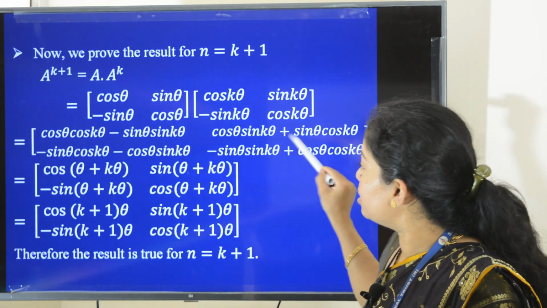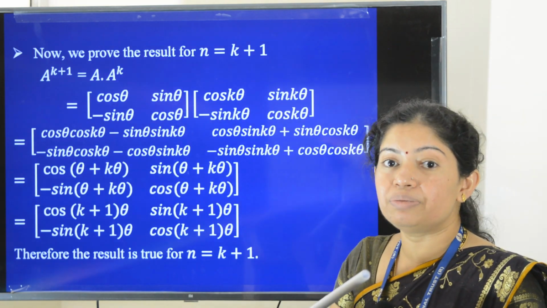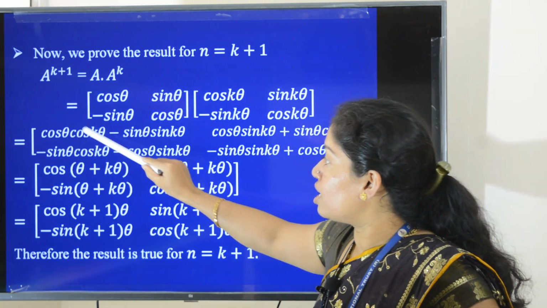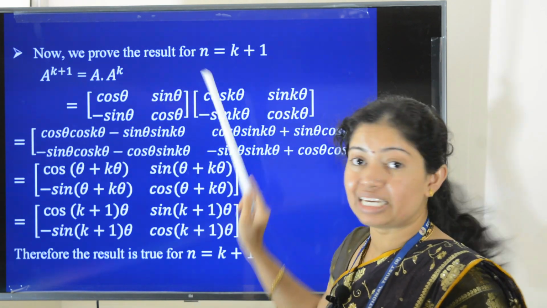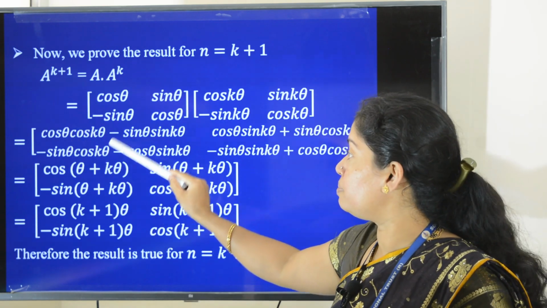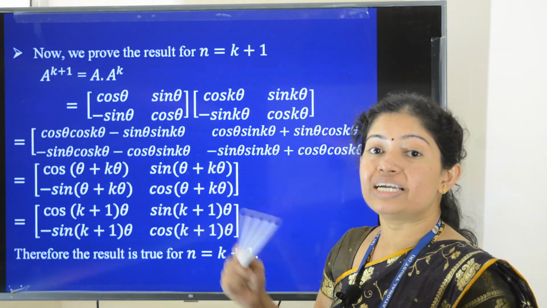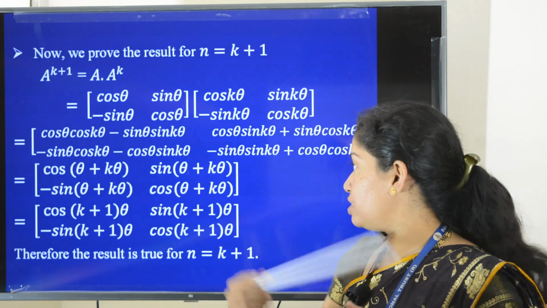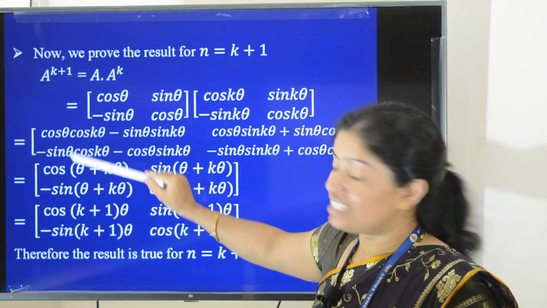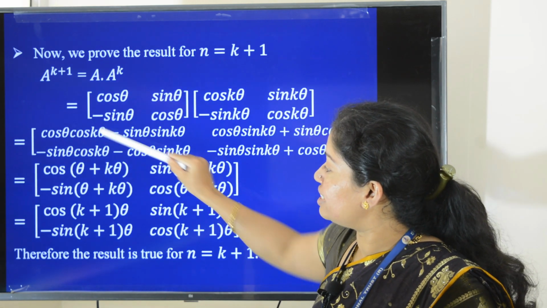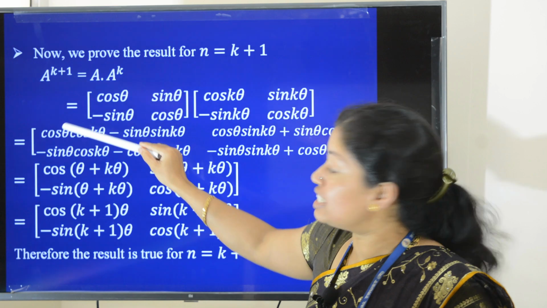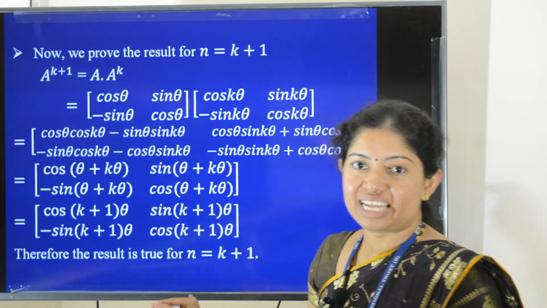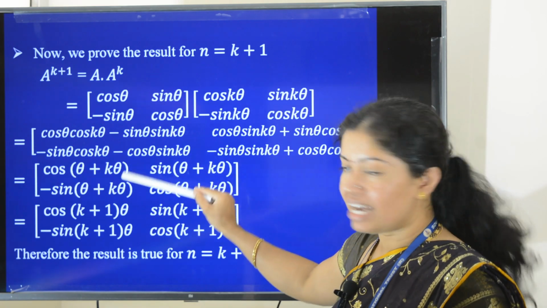If you observe here, students, what are these? These are nothing but your trigonometric identities. So this is cos theta cos k theta minus sin theta sin k theta. You can compare with cos A cos B minus sin A sin B. What is that? It is cos of A plus B. So this you can write as cos of theta plus k theta. Here our angles are theta and k theta.